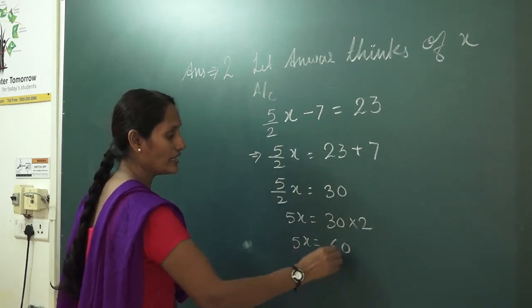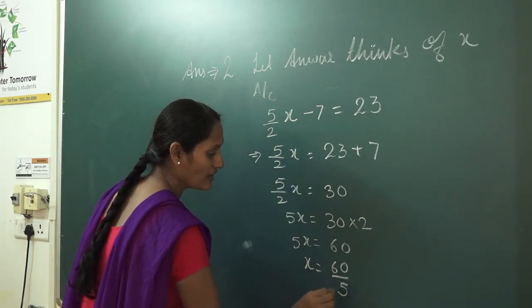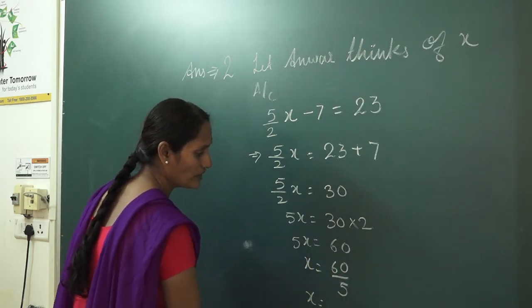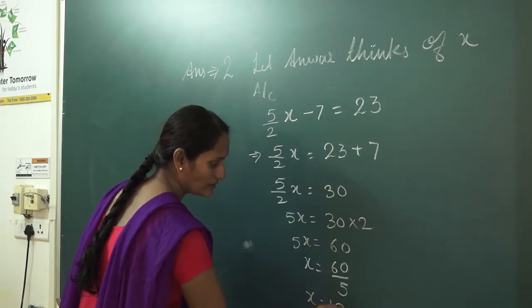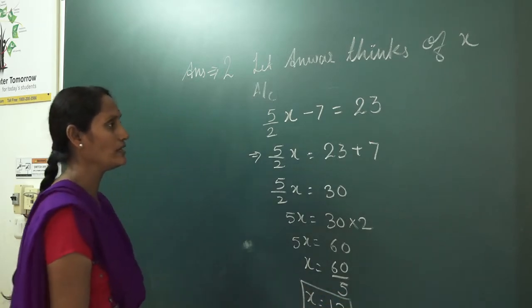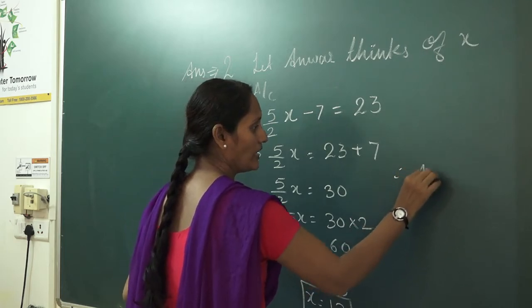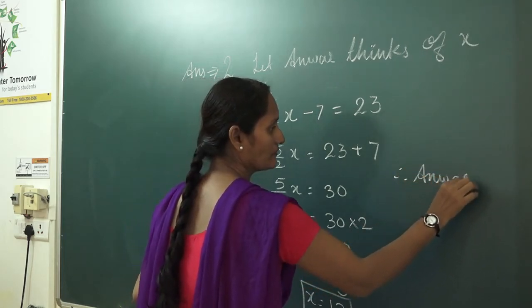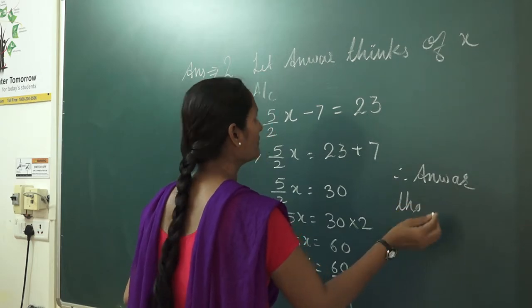Now this 5x is in multiplication form. So 5 will go to this side, and it will become division. So 60 divided by 5. If you solve, 5 ones are 5, 5 twos are 10. So x is 12. Therefore your last statement will be: therefore Anwar thinks. We will just write thinks.